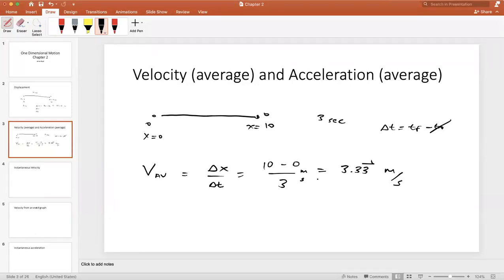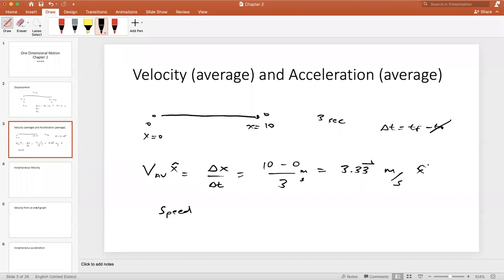The problem with average velocity is that it doesn't tell us a whole lot. Average velocity is sometimes referred to as speed. And what I should say is that velocity is really a vector. So we might say, well, what was your average velocity in the x direction?